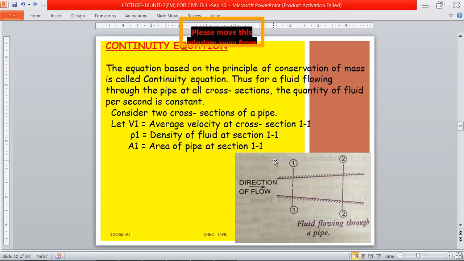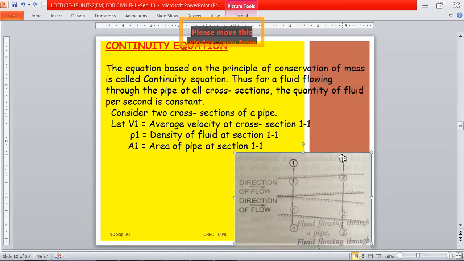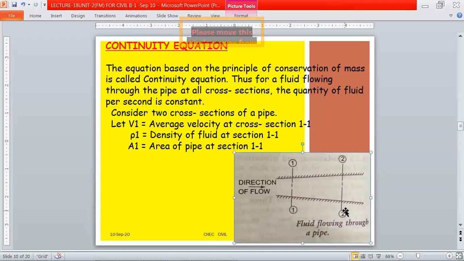To derive this, we'll just take an example. Just consider a section of pipe. We take a pipe, a paper pipe, and make a cross section at two places, right? So at two points we took the cross section, here section 1 and section 2. Now the liquid is flowing in this direction.